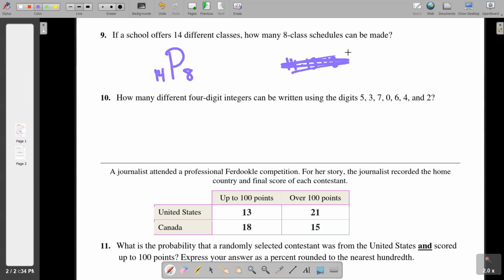What did I do? Oh, that's my bad. I was doing a lot of things at that time. Did you put 14 P8 on your paper?